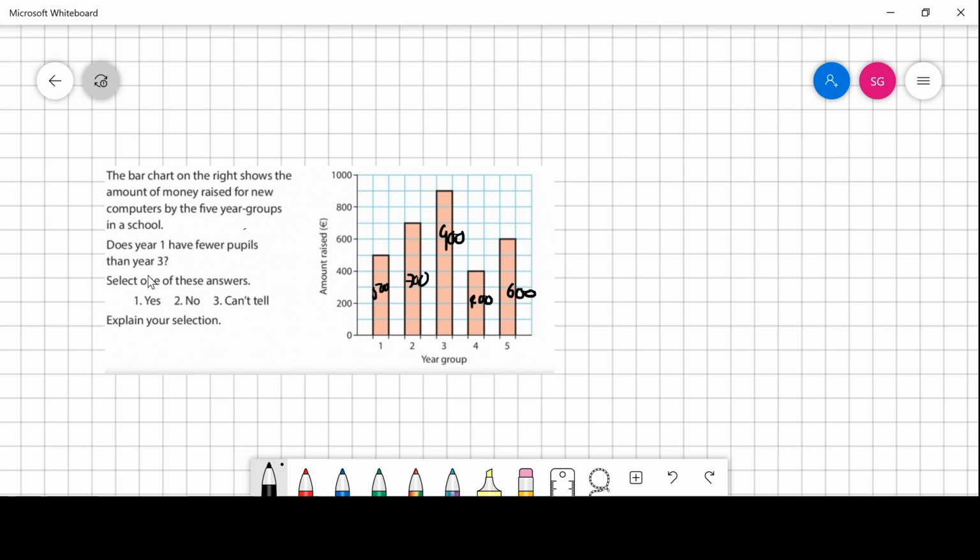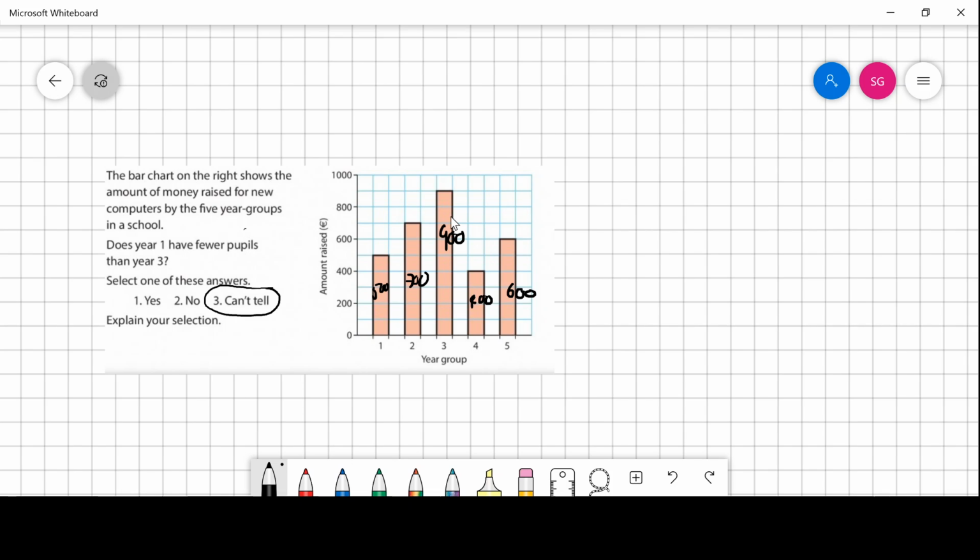Does year 1 have fewer pupils than year 3? Now, we can see that year 3 has raised more money, but that doesn't necessarily mean that we can say that there are fewer students in year 1. Year 3 might just have one person who was really, really good at raising money.